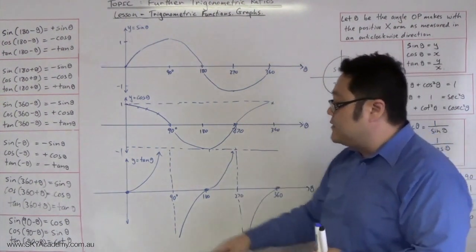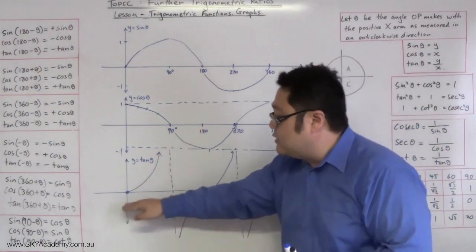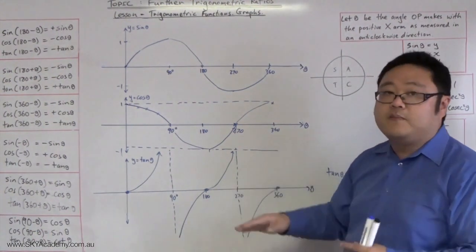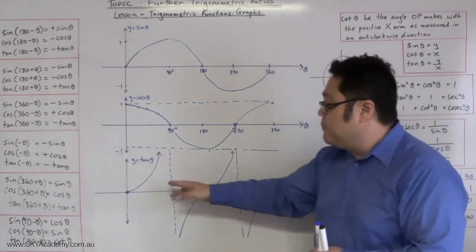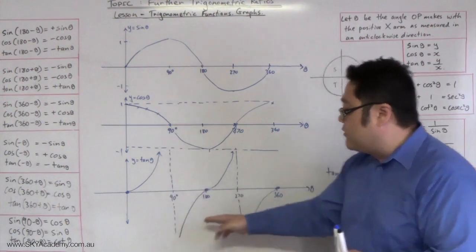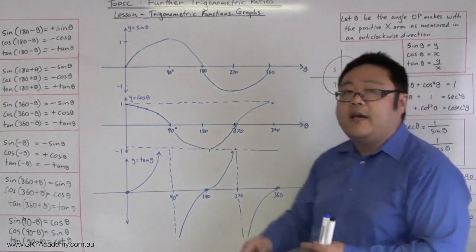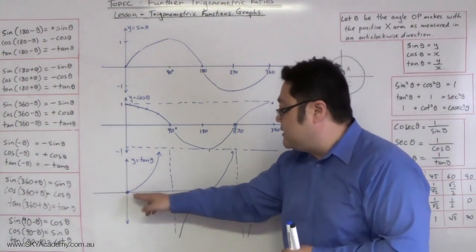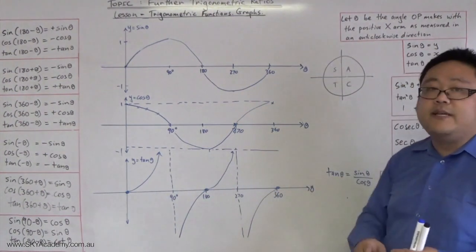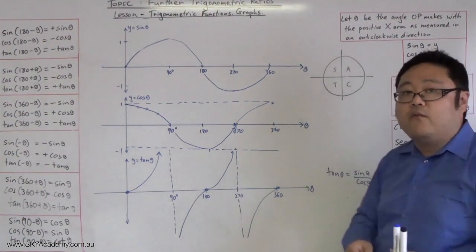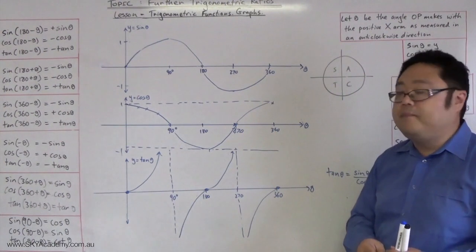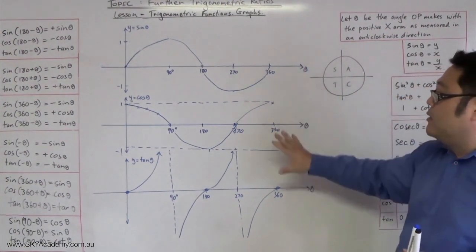And then the tan graphs would be a series of cubic-like curves, but they're not cubic, with asymptotes at 90 degrees and 270 degrees, and passing through 0 at 0, 180 and 360, every multiple of 180 degrees. Yep. So let's just take that all in.